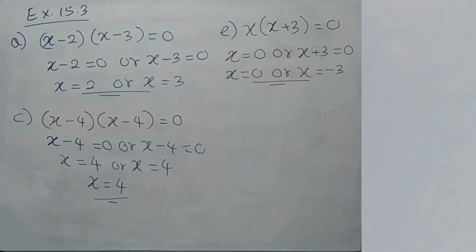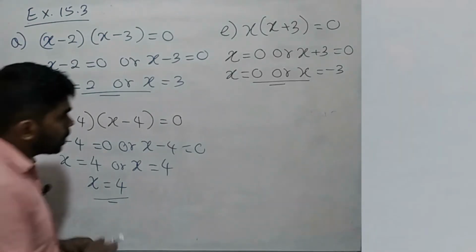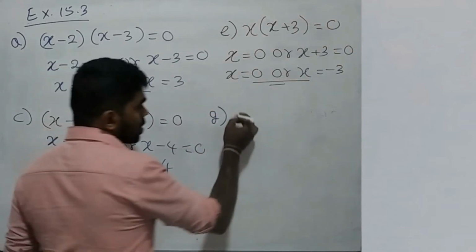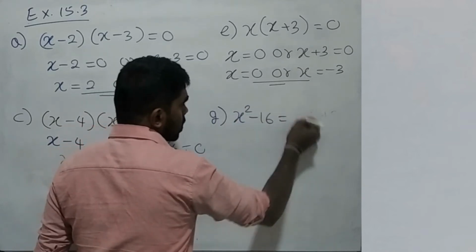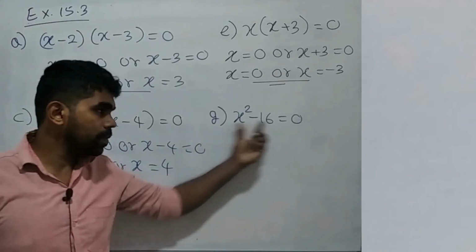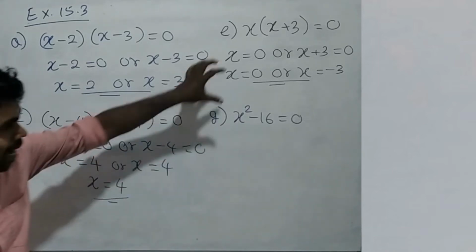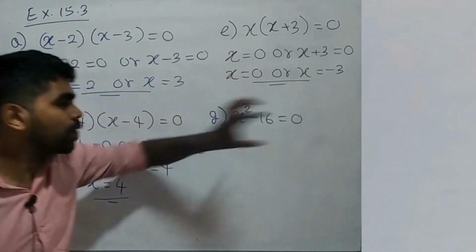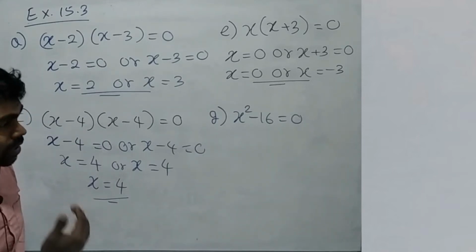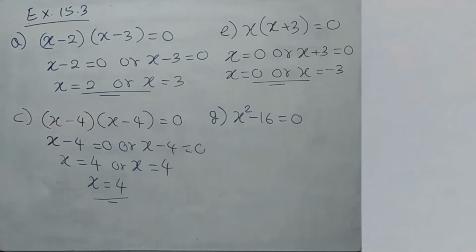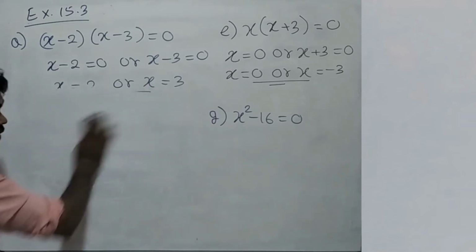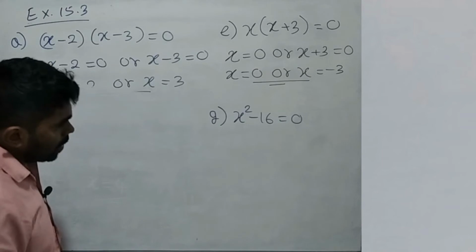Then I will discuss part G. x squared minus 16 equals 0. In part G, there is not a product. Therefore, we have to consider the factors of the left hand side. Now we have to factorize the left hand side. If there is not a product on the left hand side in a quadratic equation, we have to factorize the left hand side of the equation. Then I will factorize.